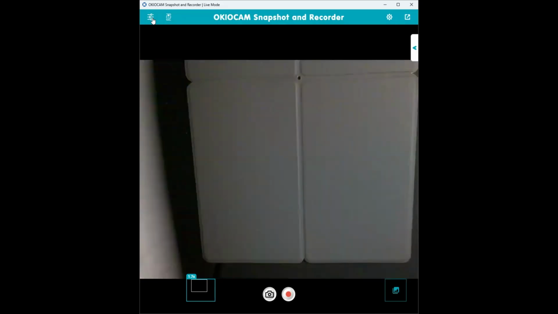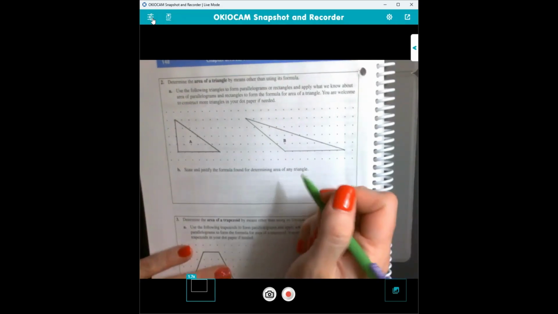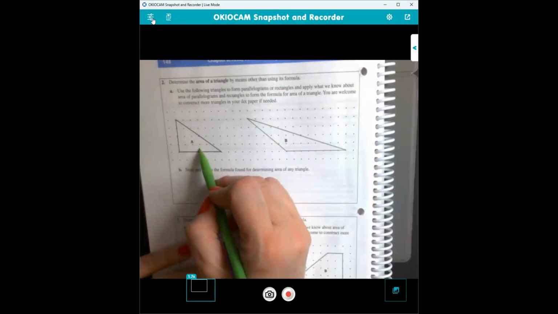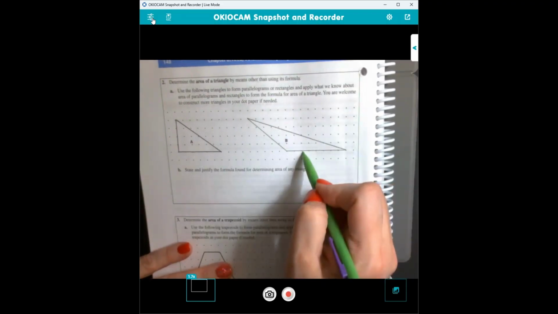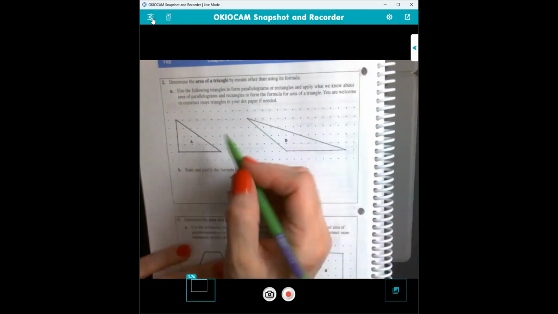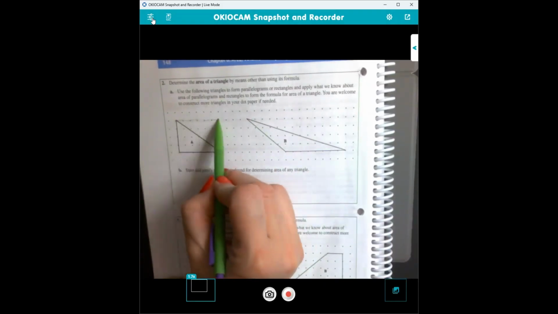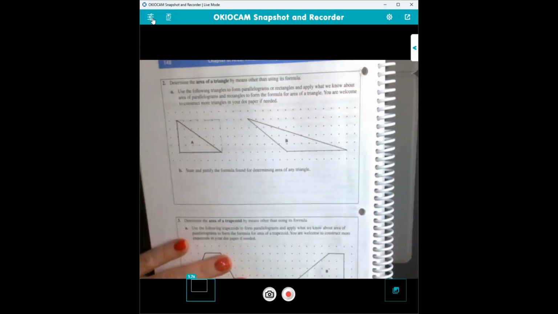Okay, well, let's take a look at the area of a triangle. I give you two types of triangles, right? I give you a right triangle, and I give you an obtuse triangle. So what are we going to do? We are going to try to create a rectangle. And this is pretty easily done, right?